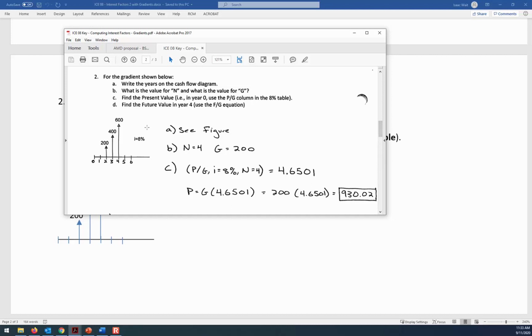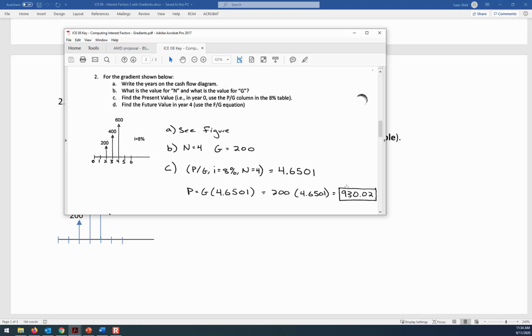So what we've done is we've taken each one of these amounts to the present and combined them together. So the $200 was discounted 2 years at 8%. The $400 was discounted 3 years at 8%. And the $600 was discounted 4 years at 8%. So you could solve this another way.